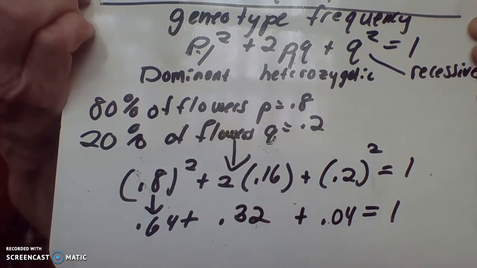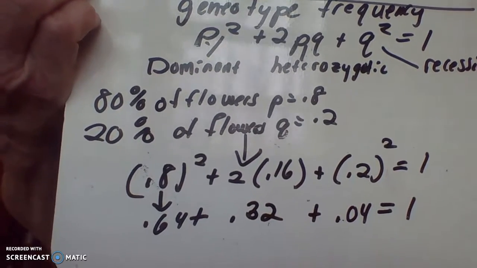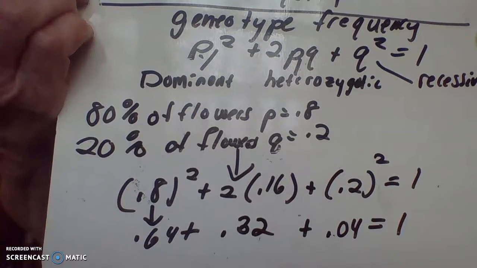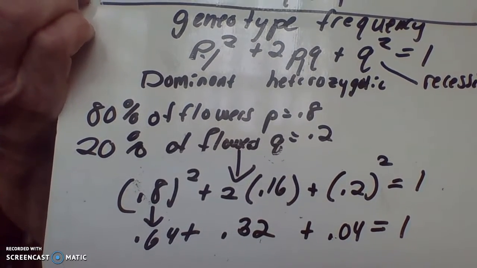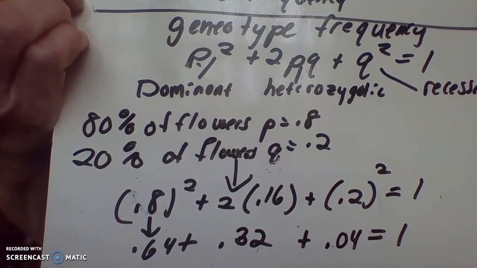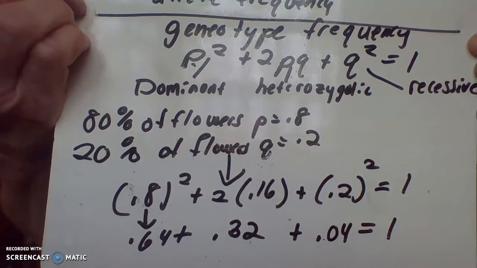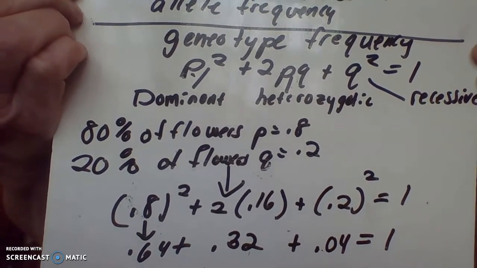And so when you figure it out, I still am going to end up adding up to 1. If I go 0.64 for my 0.8 squared, plus my 2PQ would be 0.32, plus my 0.2 is my recessive, 100% recessive trait. And if I add that all up, I get to 1. So again, there were 2 ways of looking at Hardy-Weinberg. There were 2 separate formulas.